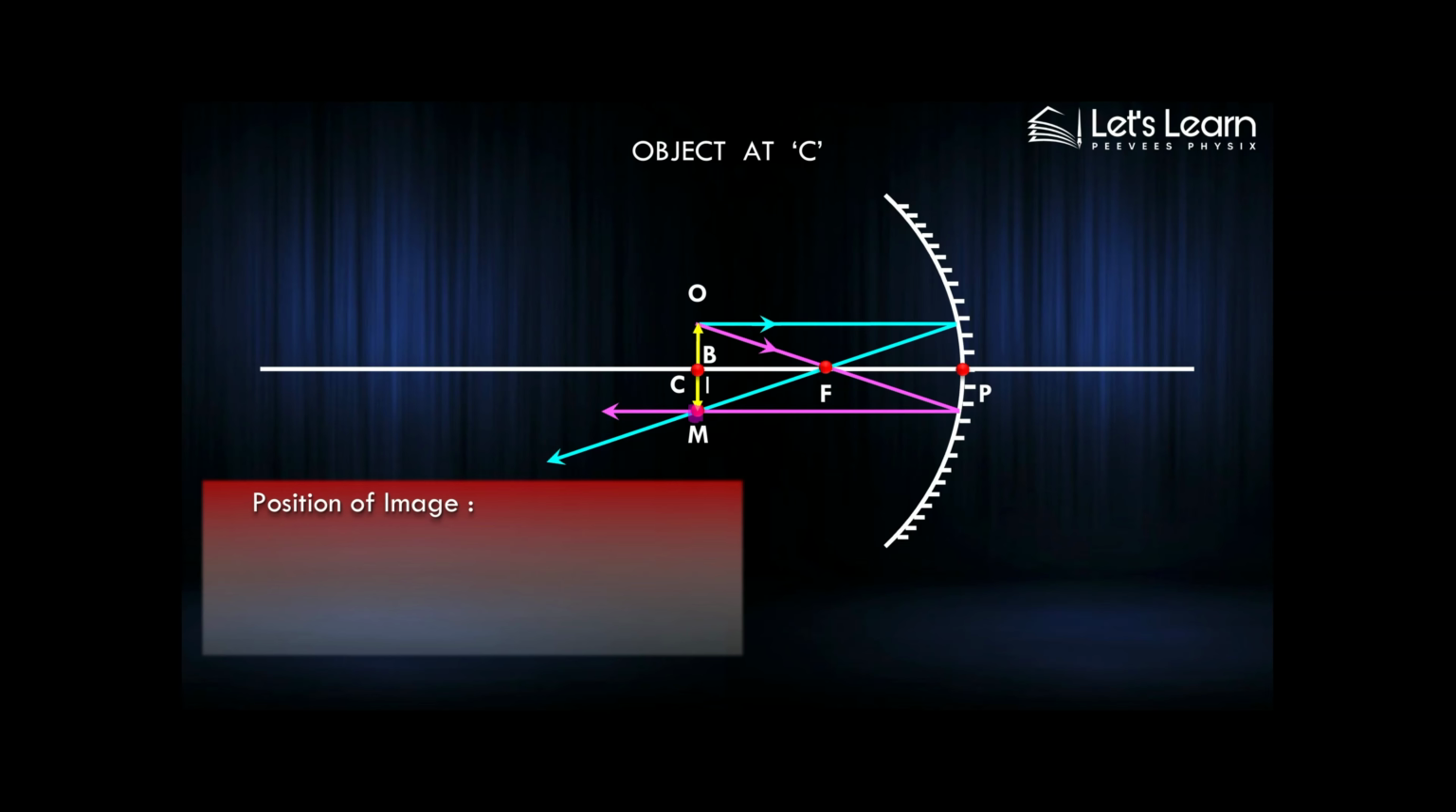Let's see the position of the image formed. It is exactly at C. Let's see the nature of the image. You can see the two rays really meet at the point M, so it's a real image, and the arrowhead is pointing down, which means it's inverted. And look at the size of the object, height of OB, and height of IM image, they are the same. So conclusion, when the object is kept at C, the image is formed at C, it's a real image, inverted and the same size.